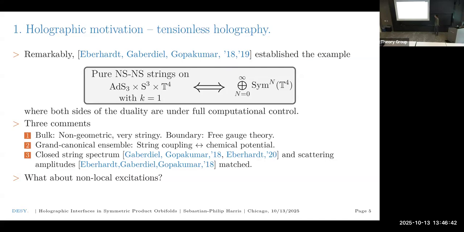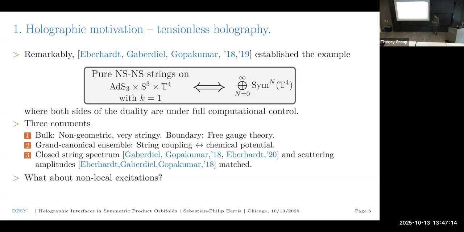and this is the way that you create the connection to string perturbation theory. And finally, I said that both sides of the duality are under good control, and you can explicitly match quantities. So in particular, the entire closed string spectrum was computed on the string side and matched with the spectrum of local operators in symmetric product orbifold, and also scattering amplitudes of closed strings were matched with local correlators computed in this grand canonical ensemble.